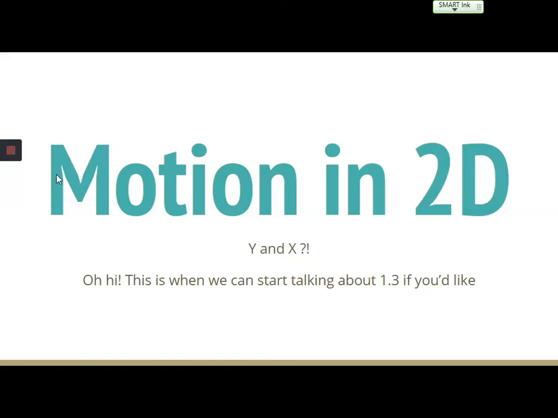Same time? What if you have something moving in both the x and the y? This is where you need what we talked about in 1.3, if you read that. I decided to skip it because it's really not helpful yet.